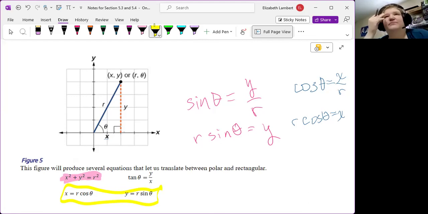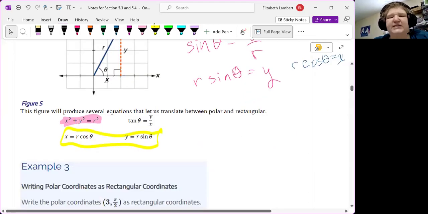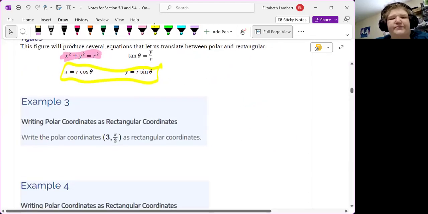So going from rectangular to finding a polar can be a little more weird because there's so many ways to write the answer. We're going to give you these formulas on the test. So on exam 3 coming up.